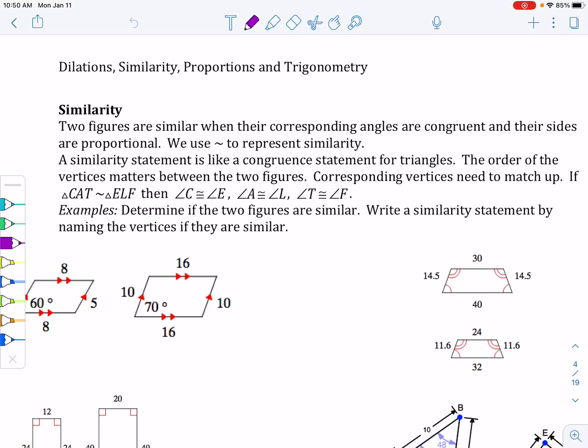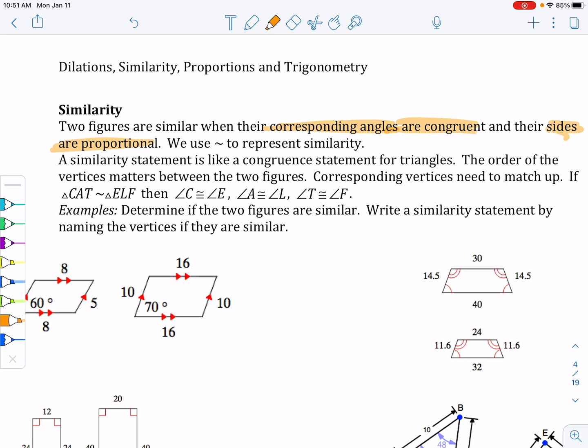Mathematically, when we're talking about similarity, we're talking about figures that have a similar shape but a different size. When we have two figures that are similar, their corresponding angles are congruent, and their sides are proportional, meaning they're different sizes but have the same shape, right? So if you scale a picture up or down, or like in Alice in Wonderland when she gets bigger or smaller, she's the same proportions, she just got enlarged or reduced.